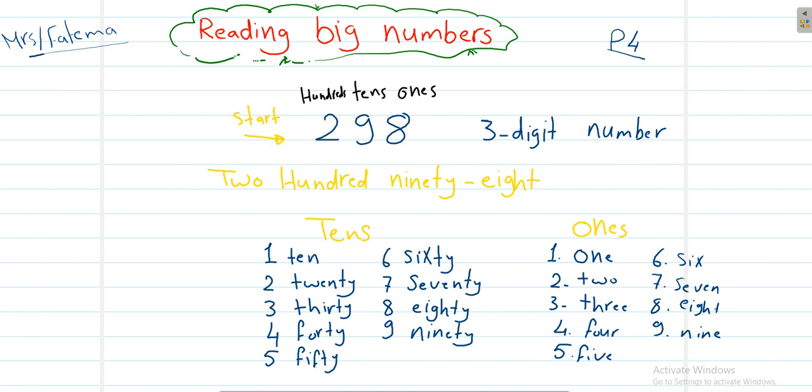There will be one exception only. I'm gonna say it at the end. But generally, if I have 2, it's gonna be 20, 3, it's gonna be 30, 4, 40, 5, 50, 6, 60, 7, 70, 8, 80, 9, 90.